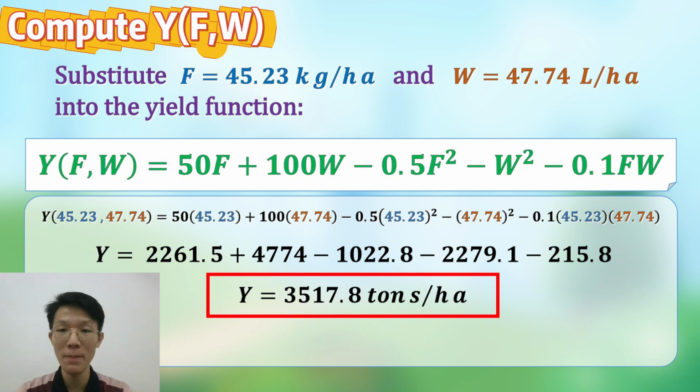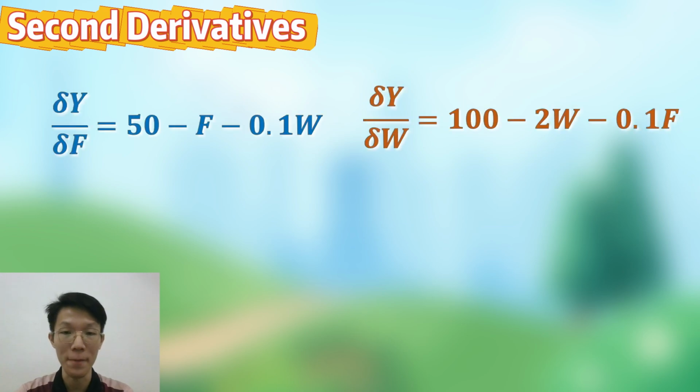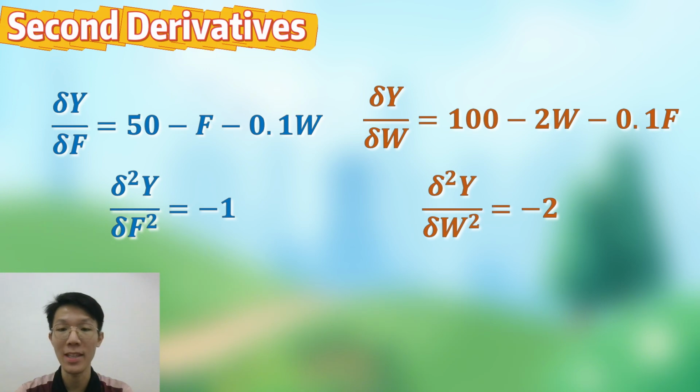But we need to confirm whether the answer we get is the maximum value by using the Hessian matrix. Thus, we need to find the second derivatives with respect to F. Just refer back to the partial derivatives and differentiate again. This is the partial derivative with respect to F, and then doing it again with respect to F, we get -1. Do the same with the partial derivative with respect to W, and again with respect to W, and we get -2.